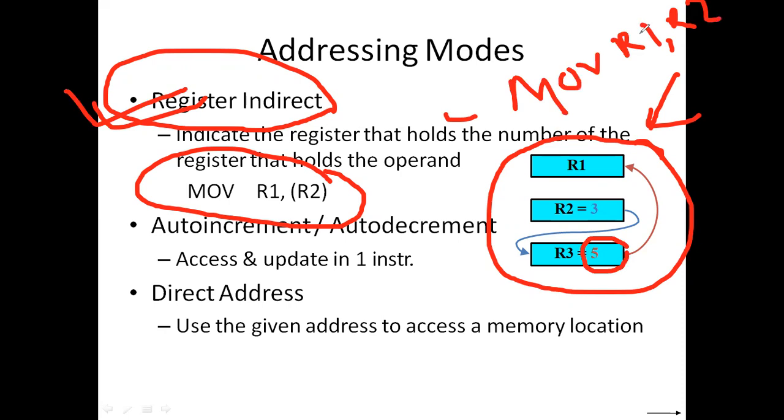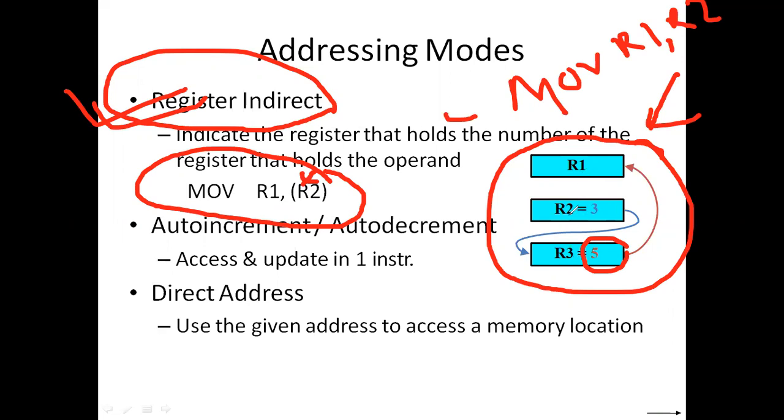So here what happens? We are specifying the register. And in this register, that number is stored. And that number specified is again a register number, where the operand is actually stored. So ultimately, which value are we trying to move to R1? That value is 5. See, R1, R2, R3.